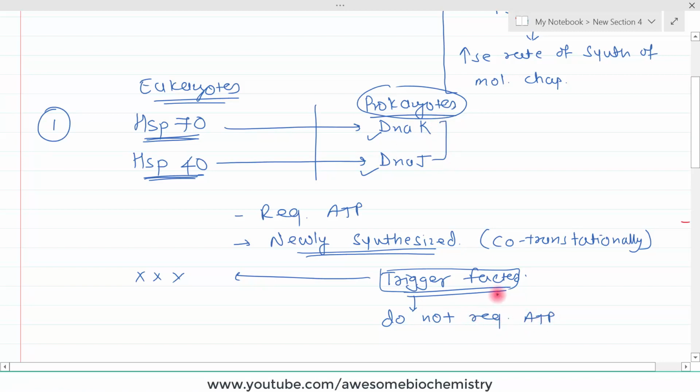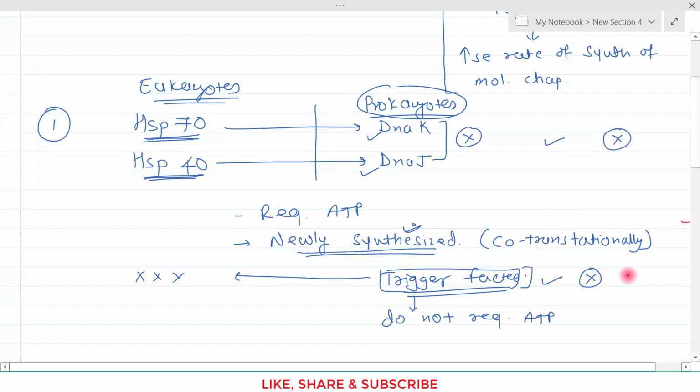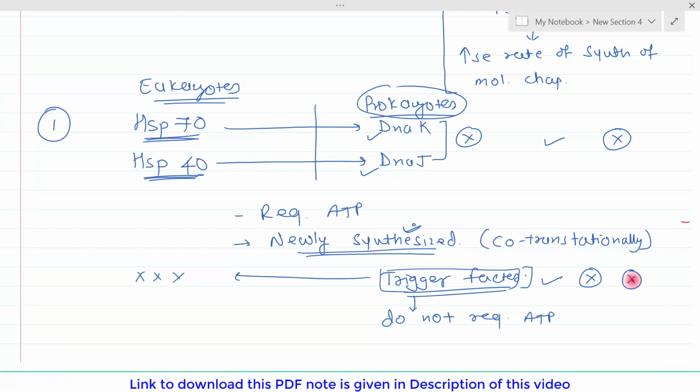Now this system and this system are both present in prokaryotes and both carry out the same work. So, if we develop a bacterium in which this system is deficient but this system is working, then such a bacterium can survive. The reverse is also true. If we knock out trigger factor but DnaK and DnaJ are still there, then such bacteria also survive. But if you knock out both systems, DnaK and DnaJ as well as trigger factor, then such bacteria cannot survive at a temperature greater than 30 degrees Celsius. So, this is the importance of these molecular chaperones, right?